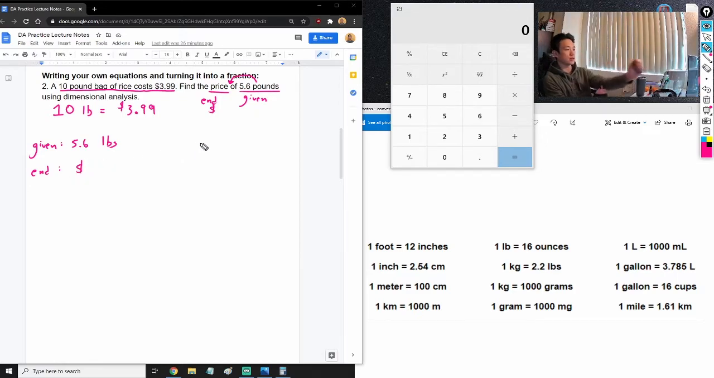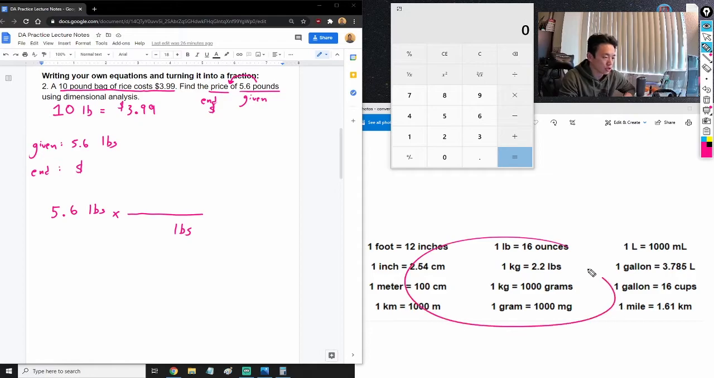So what that means is we're going to do dimensional analysis. So we're going to start off with our starting number, 5.6 pounds. We're going to set up a fraction. We want to get rid of pounds, so I'm going to put pounds on the bottom. And we're looking for dollars. So you can use this chart right here, or you can use the equation or a combination. So we're trying to go from pounds to dollars. Do we have an equation where pounds is equal to dollars?